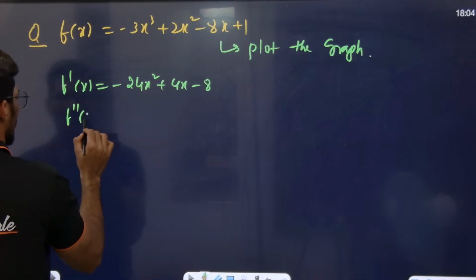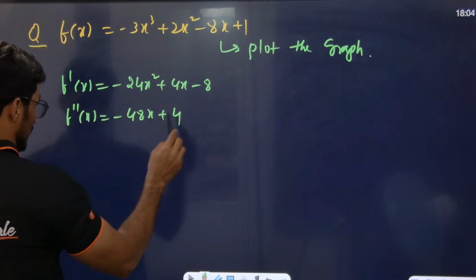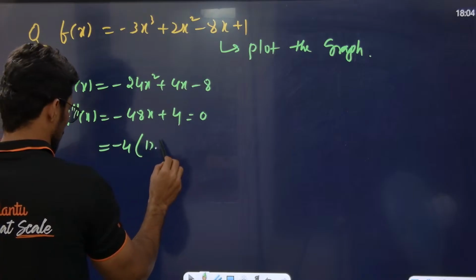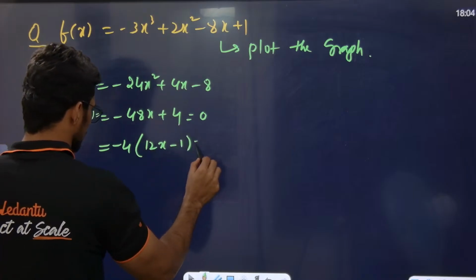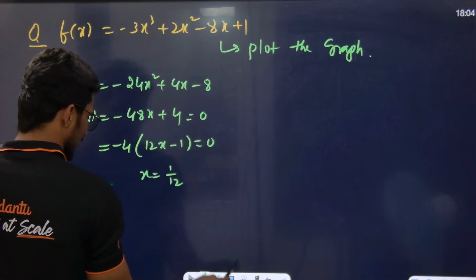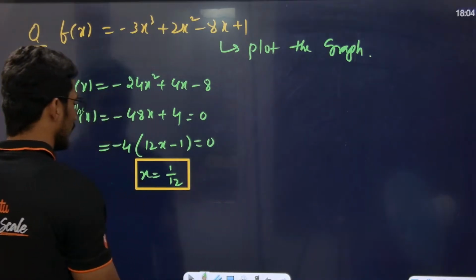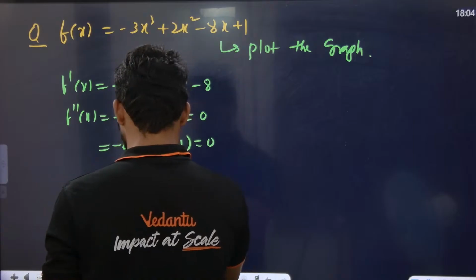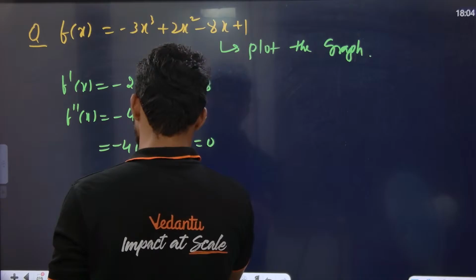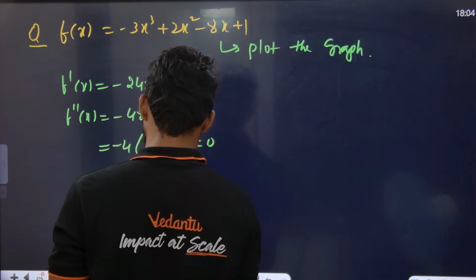F double dash of x is equal to what? Minus 48x plus 4. Equal to 0, we will take 4 common, minus 12x. Okay, x is equal to 1 by 12 is coming. For x is equal to 1 by 12, you need to check whether this is the point of inflection or not. Are you getting the point or not? Tell me. But I have a doubt. Am I right now? Correct? Did I make any mistake?